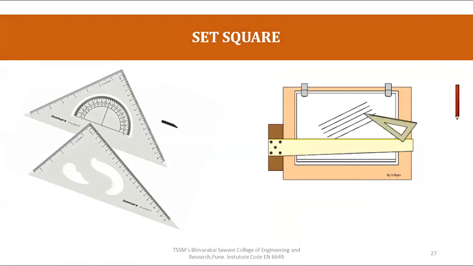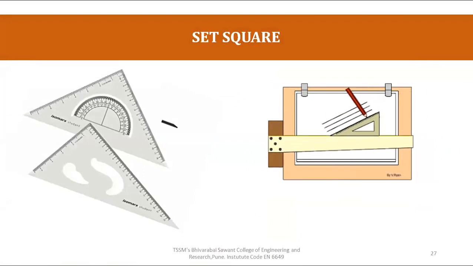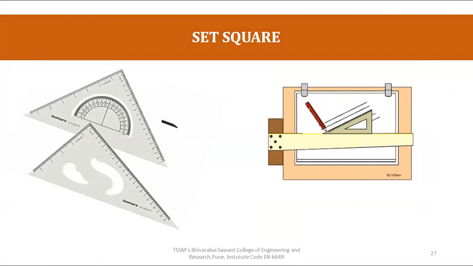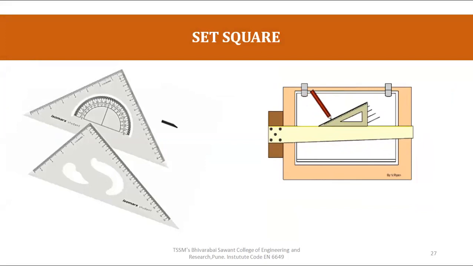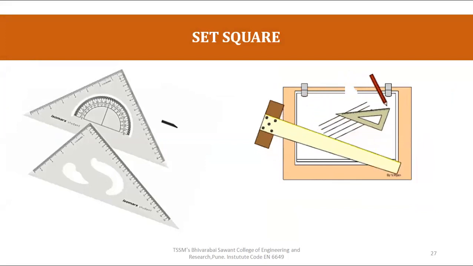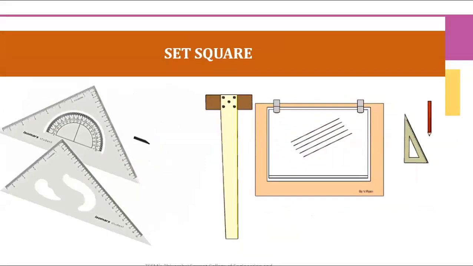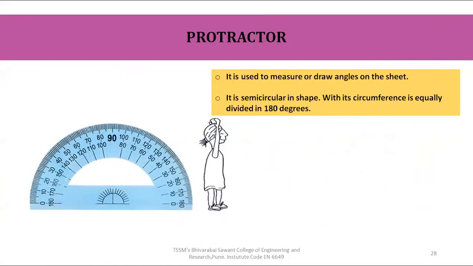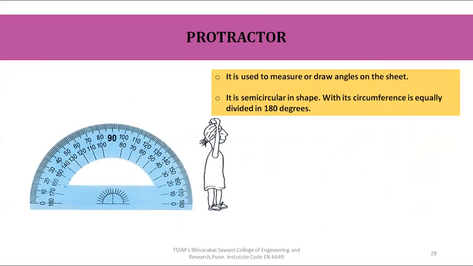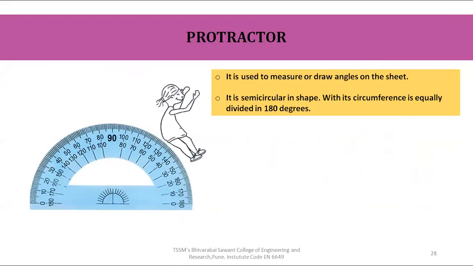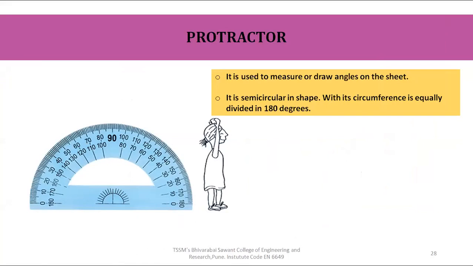Set square. There are two types of set square, that is 30, 60, 90 degree and 45, 45, 90 degree. It is used to draw inclined lines with the help of T-square on the drawing sheets. Protractor. It is a flat semicircular scale with 180 degrees of division. It is used to draw and measure angles on the sheet.